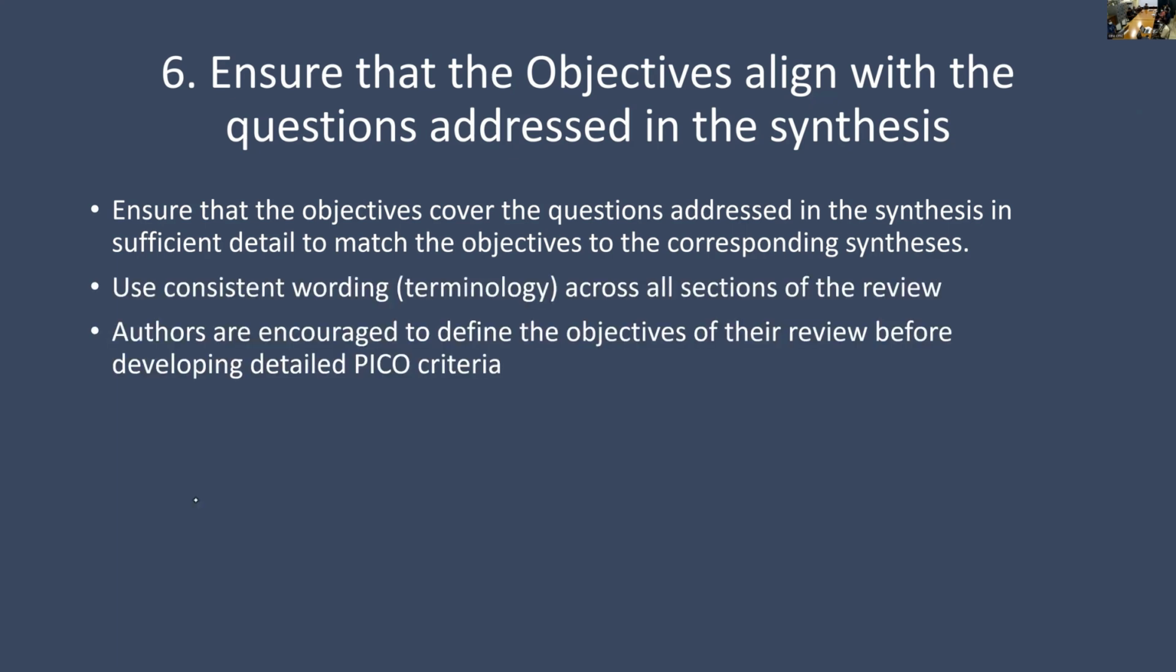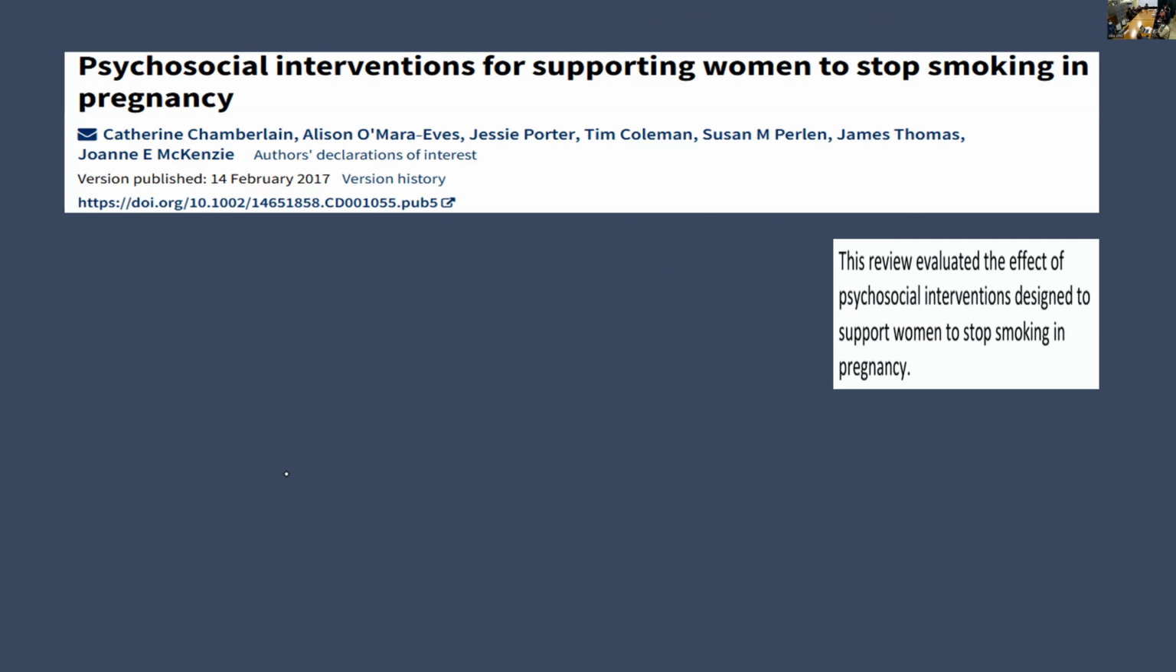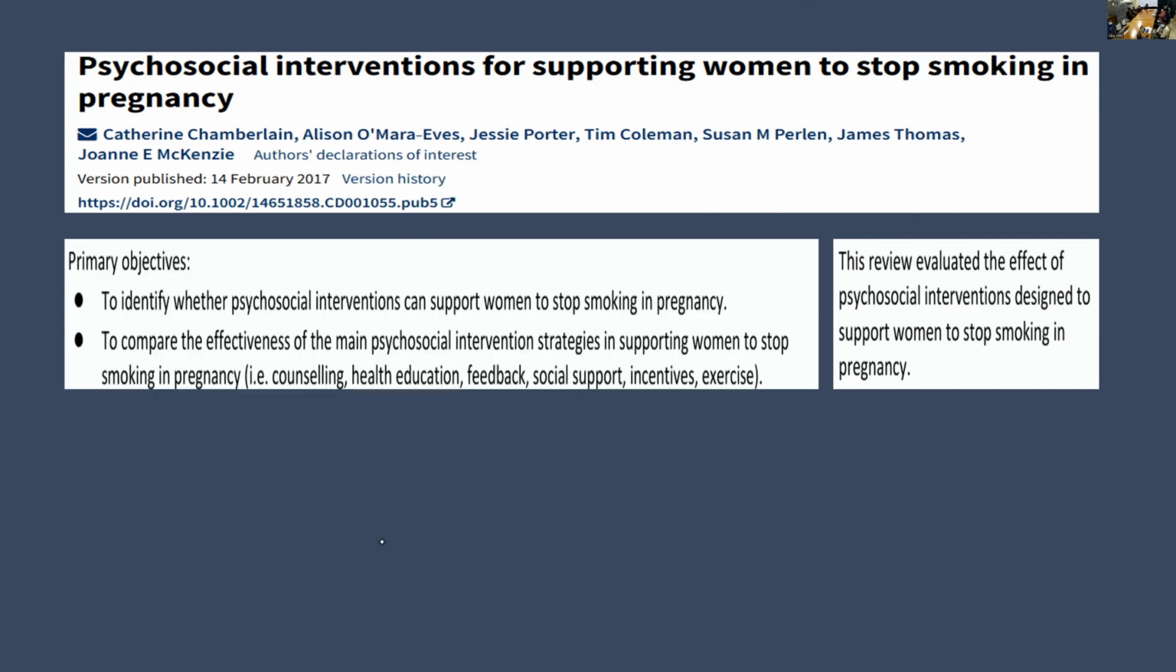The same thing: you define the objectives of the review before developing detailed PICO criteria. Like psychosocial interventions for supporting women to stop smoking in pregnancy. So this review evaluated the effect of psychosocial interventions designed to support women to stop smoking. So, to identify whether psychosocial interventions can support women to stop smoking, and to compare the effectiveness of main psychological intervention strategies. What are the strategies that they had used? Maybe something like the SMART objectives. When we write the objectives or anything, the SMART mnemonic that we use.